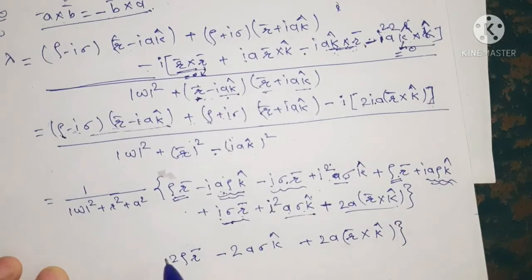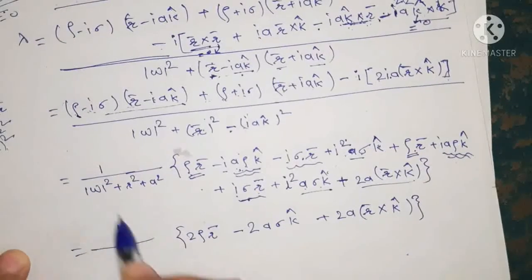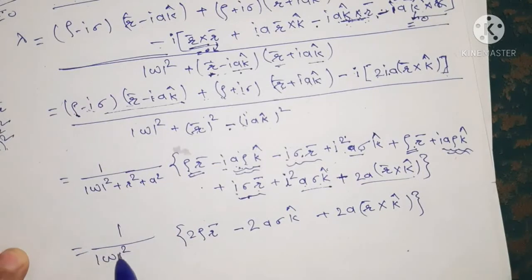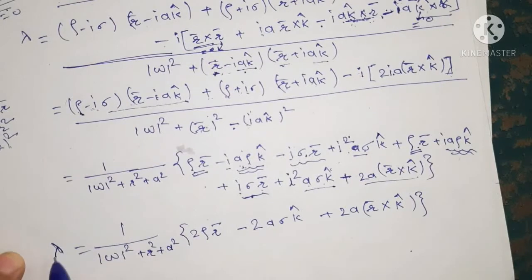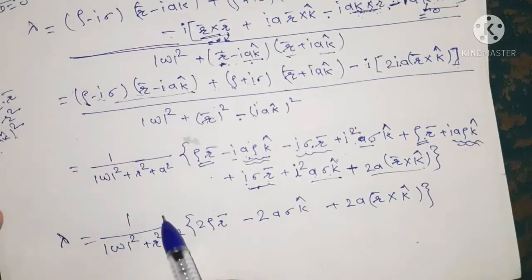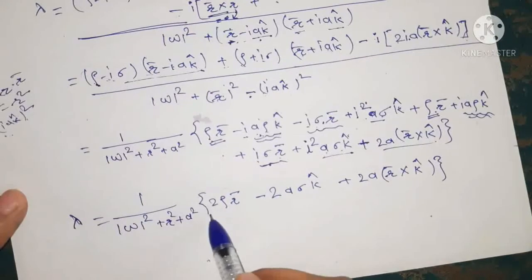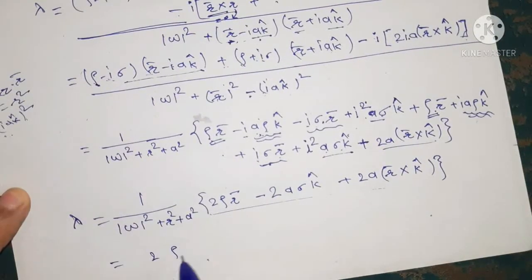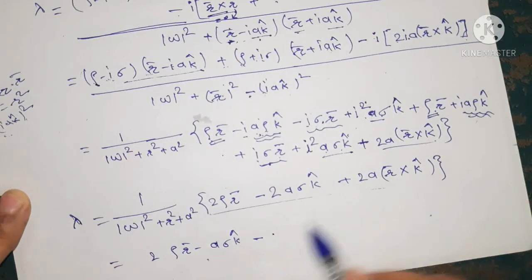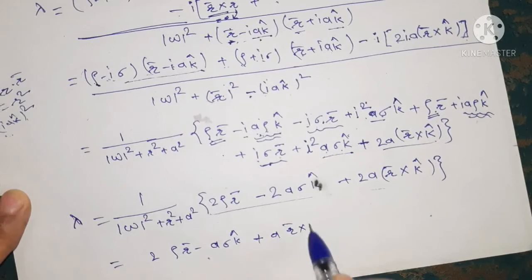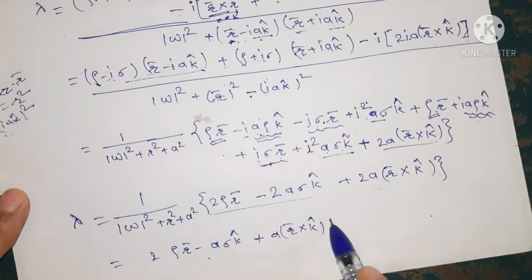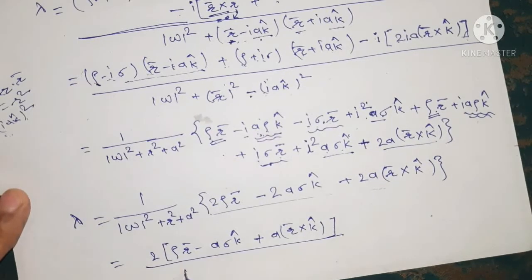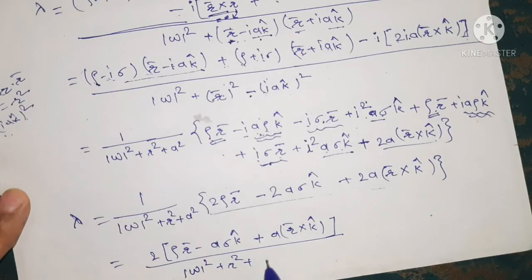Okay, this is in the bracket, and outside the bracket we have this denominator 1 upon omega square plus r square plus a square. This is the value of lambda here. Okay, now we can simplify this term by taking 2 common, and therefore we write 2 rho r bar minus a sigma k cap, plus a r bar cross k cap. Okay, and therefore this is equal to, in the denominator we have mod of omega square plus r square plus a square.